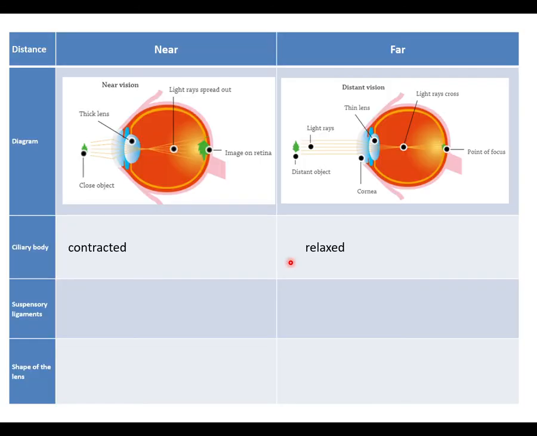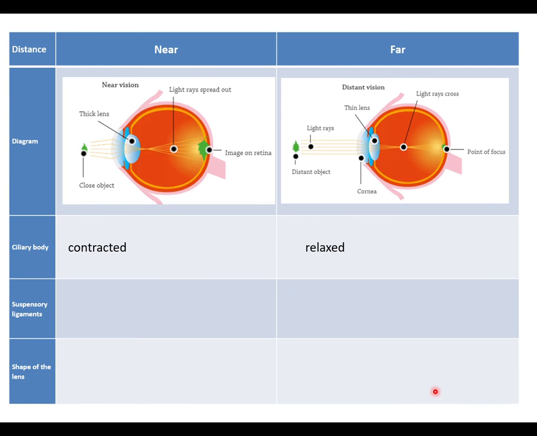So in your table, the ciliary muscle is contracted, relaxed. Suspensory ligaments here are slack, these ones are tight. The shape of the lens: fatter, rounder, thinner, and disc shape. Okay, so that is our process of accommodation.